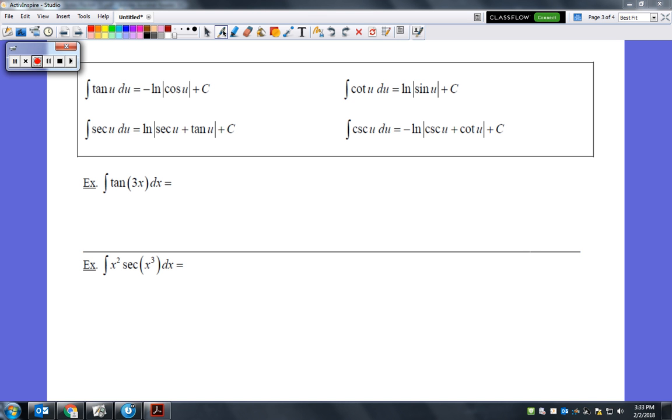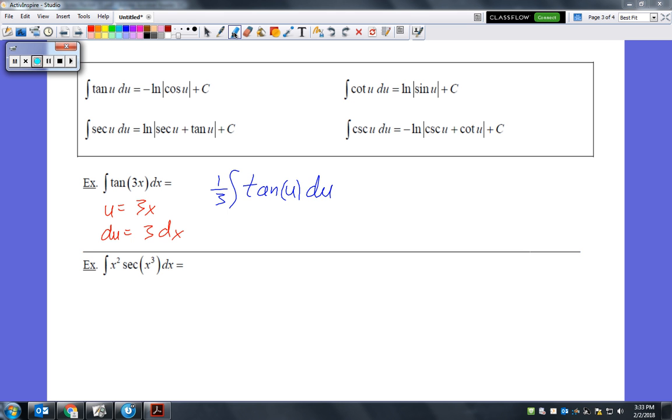So let's do a couple of examples. The tangent of 3x. What do I do? What do you do to start? Okay, so now we're going to use what's memorized. We're going to say u is 3x, so that du is 3dx. You see what we're doing now? Because now the rewrite is going to be 1/3 tangent of u du.